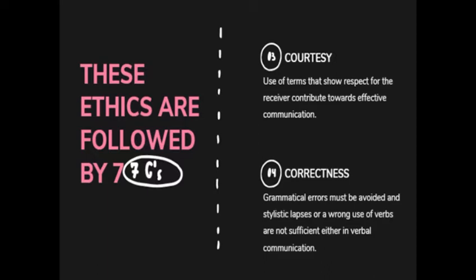Okay, number four, correctness. Grammatical errors must be avoided, and stylistic lapses or a wrong use of verbs are not acceptable in verbal communication. When we say correctness, we need to use the correct level of language and include only correct words and figures. There should be proper grammar, punctuation, and spelling. So that's what correctness means.